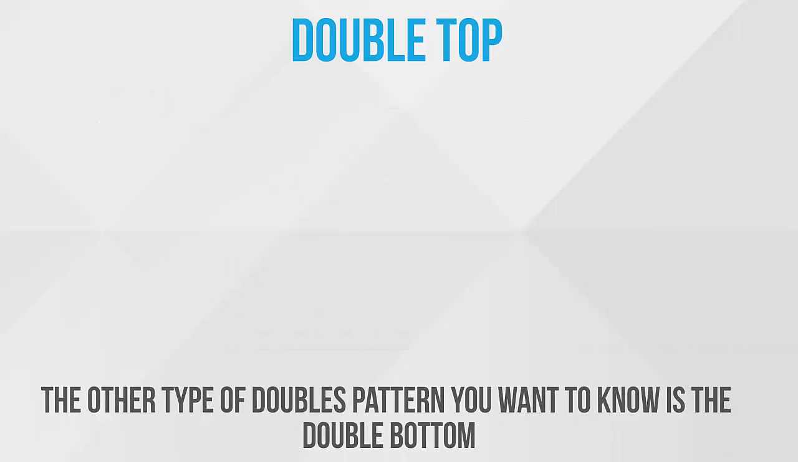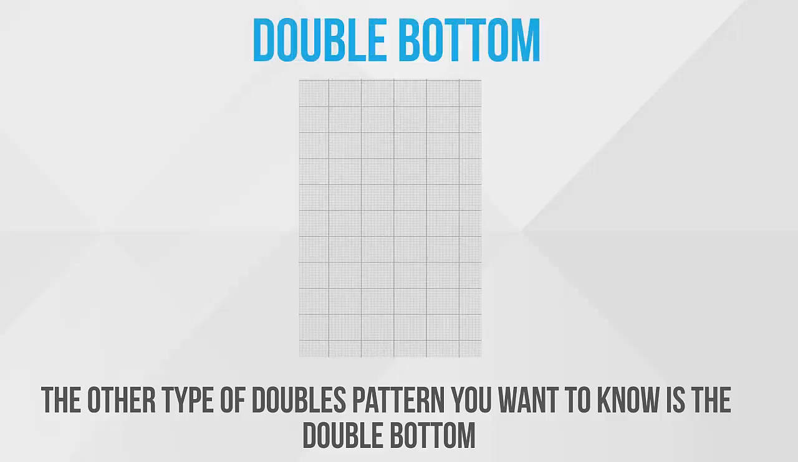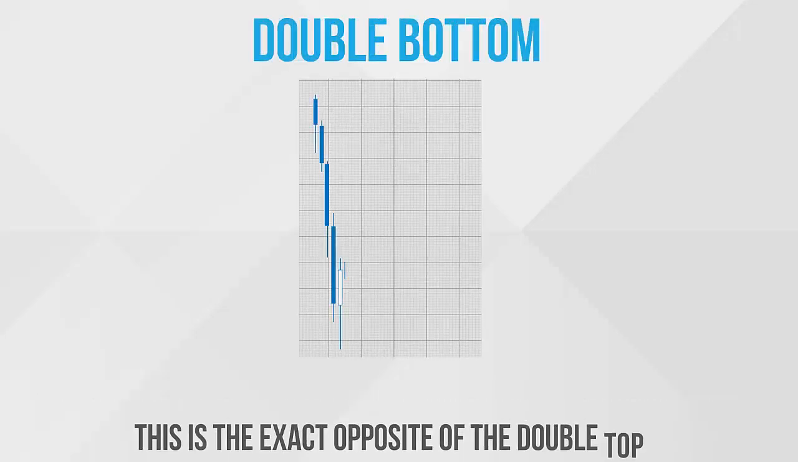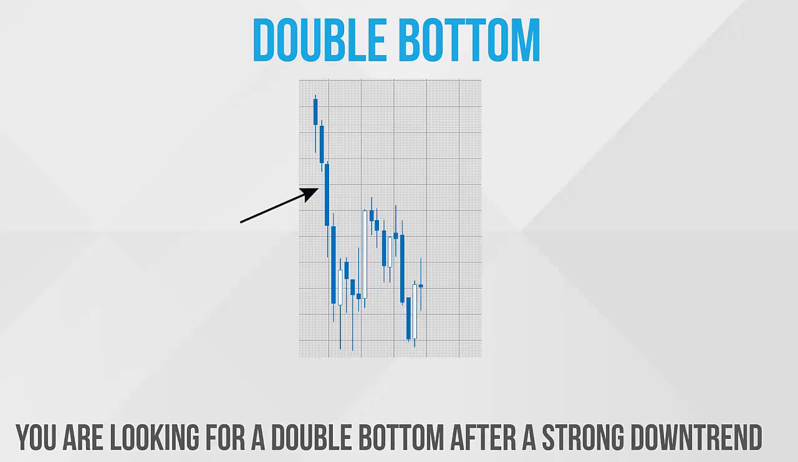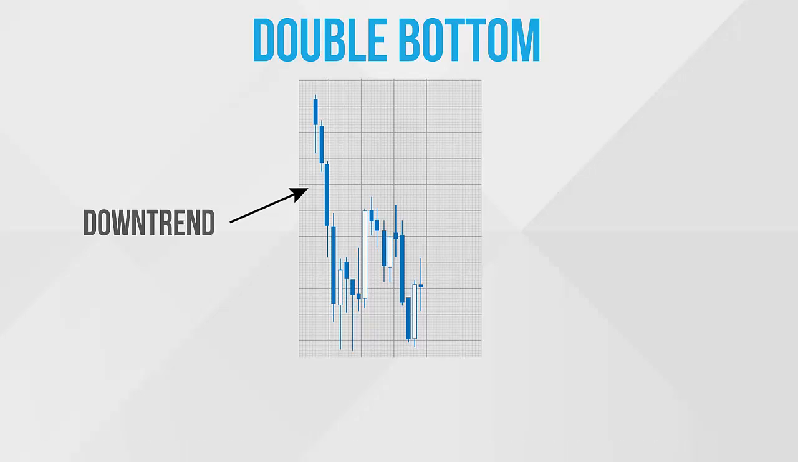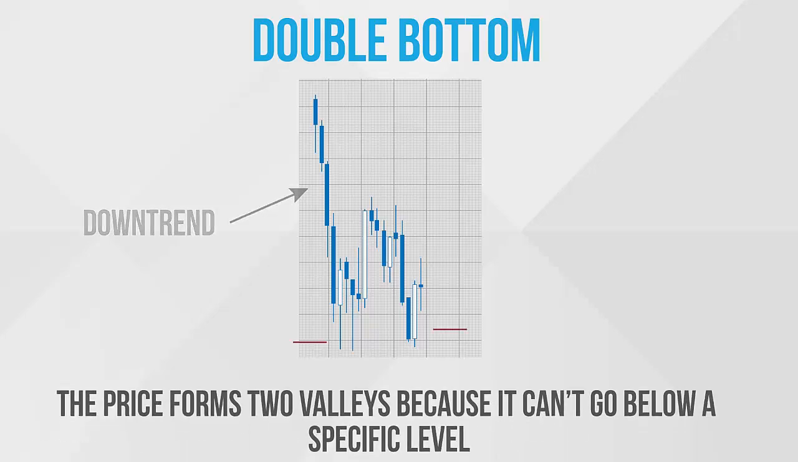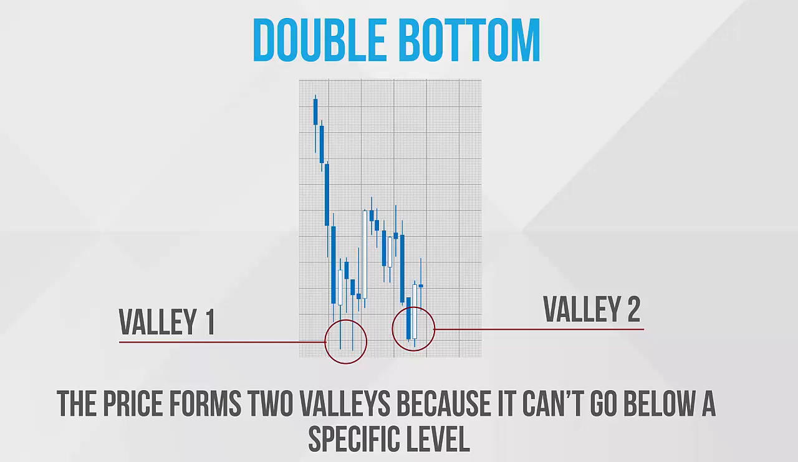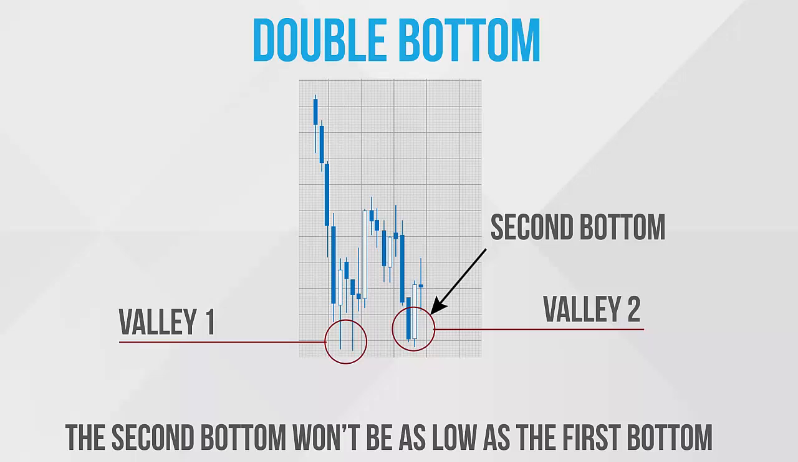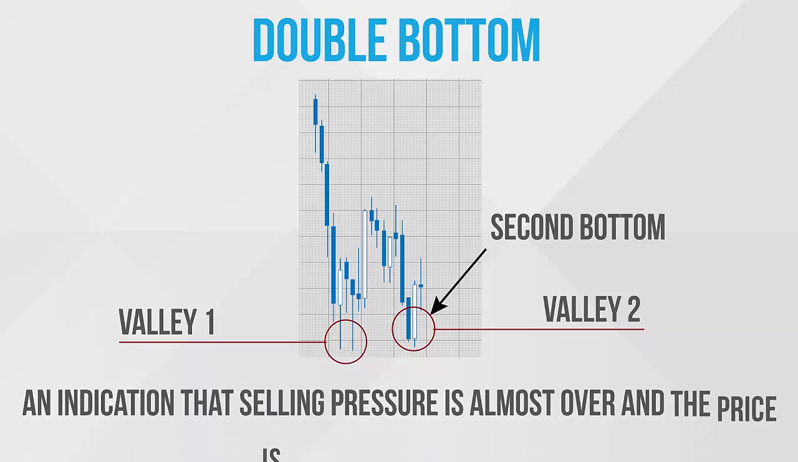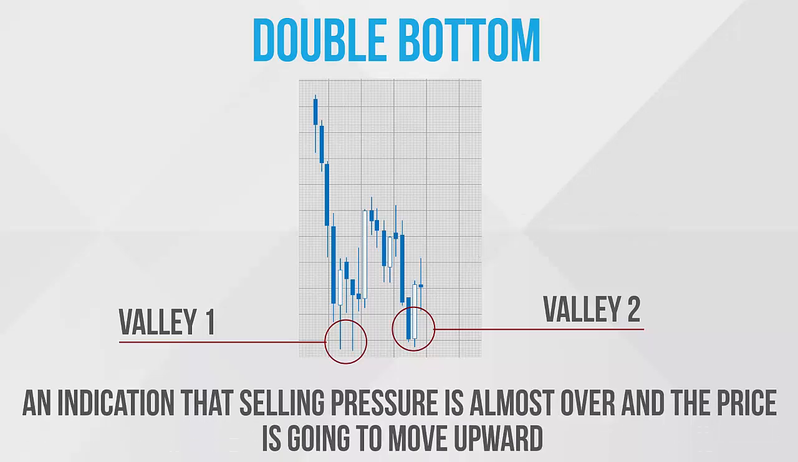The other type of doubles pattern you want to know is the double bottom. This is the exact opposite of the double top. You are looking for a double bottom after a strong downtrend. The price forms 2 valleys because it can't go below a specific level. The second bottom won't be as low as the first bottom, an indication that the selling pressure is almost over and the price is going to move upward.